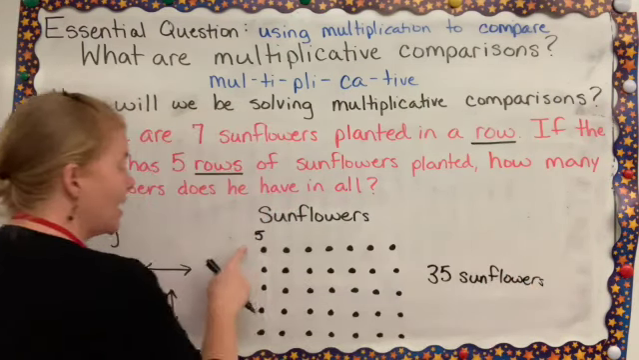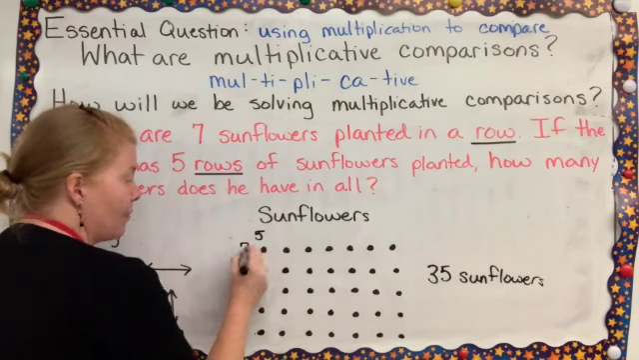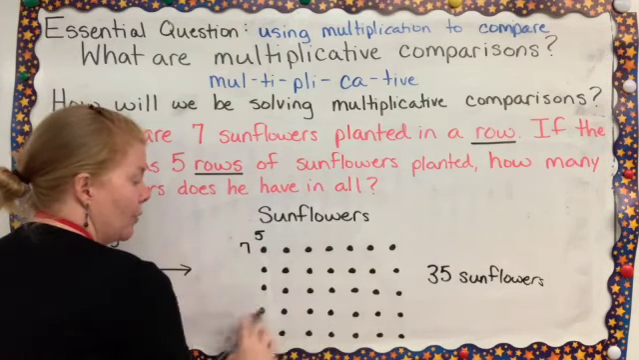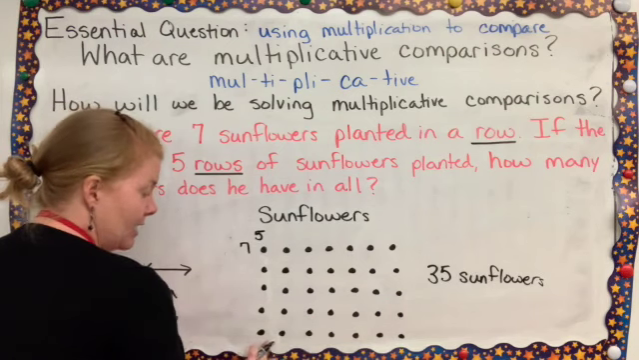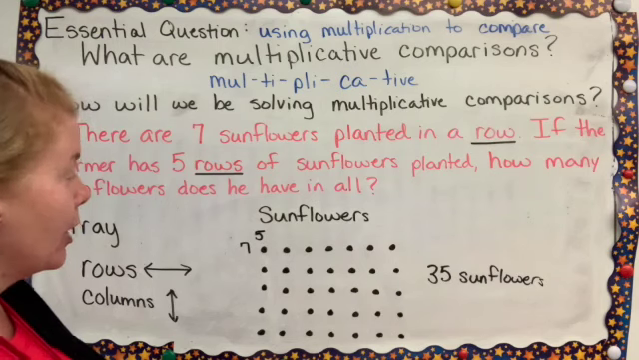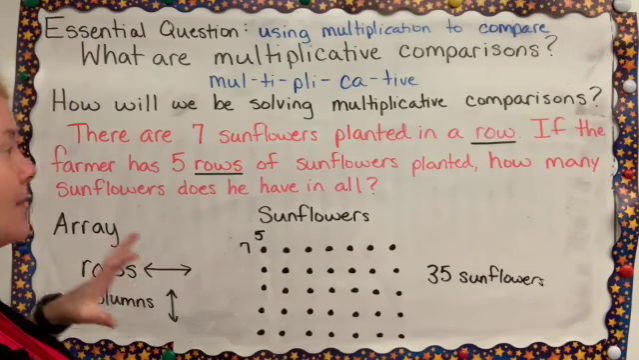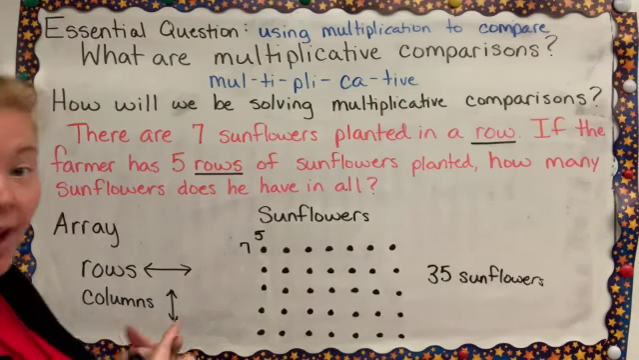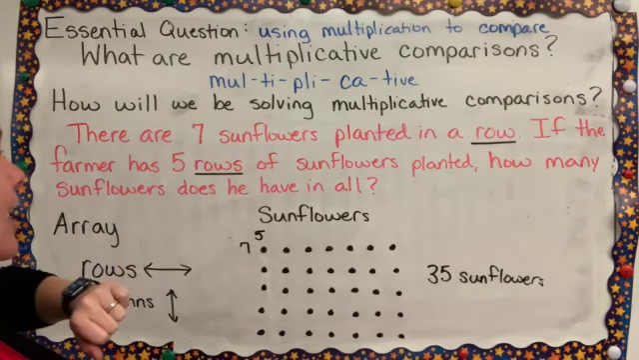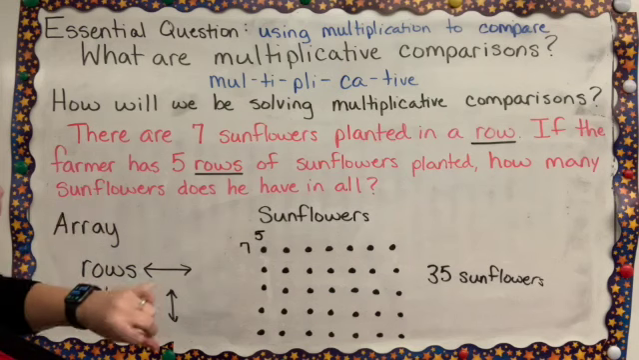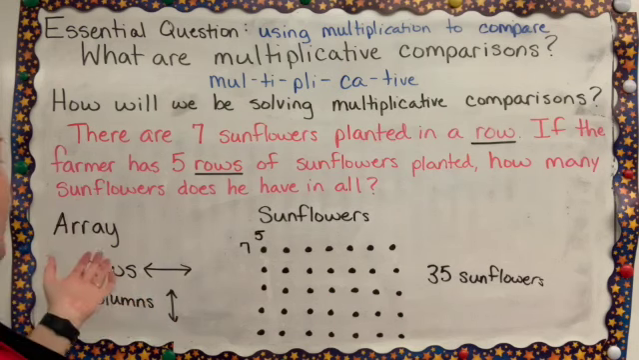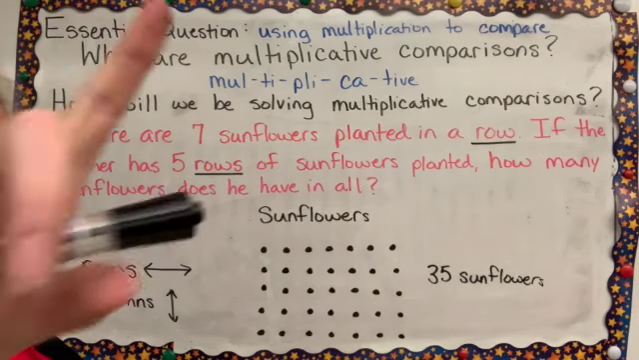Okay? Or I could count by 7s if I'm going with my rows. 7, 14, 21, 28, 35. I do not want to have to count all of my dots, so we're going to use our multiples. Now let me go back to the word problem because we need an equation and we need a sentence. There are 7 sunflowers planted in a row. If the farmer has 5 rows of sunflowers planted, how many sunflowers does he have in all?